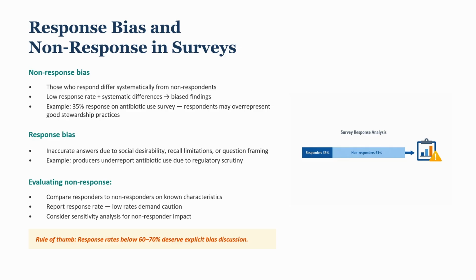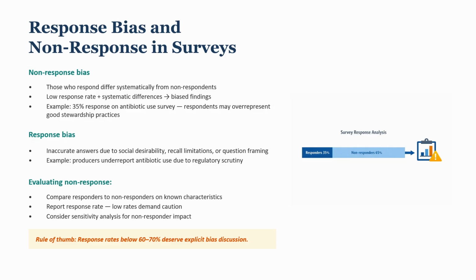Response bias is different. It's not about who responds, but about the accuracy of their responses. Social desirability bias is a major concern in surveys about regulated or stigmatized behaviors. Producers who use antibiotics in ways that might draw regulatory attention are likely to underreport those practices on a survey, even an anonymous one. The measurement is systematically wrong in a direction that flatters the respondent.